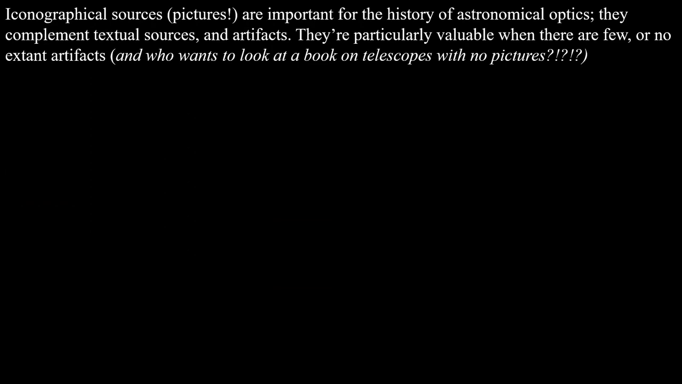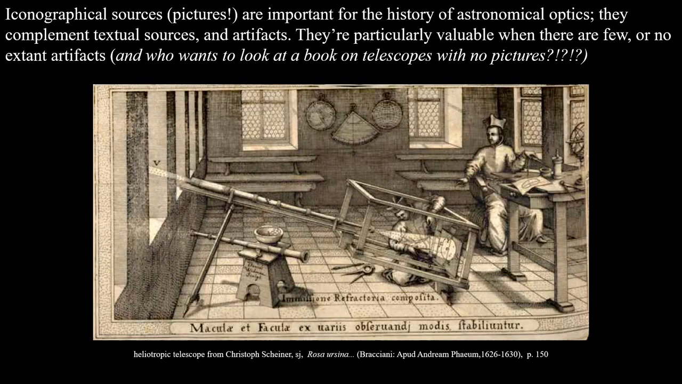Iconographical sources, that is, pictures, are important for the history of astronomical optics. They complement textual sources and artifacts, but they're particularly valuable when there are few or no extant artifacts. And I can also say, who wants to look at a book on telescopes which has no pictures? So here's an image of an early astronomical telescope from a book.